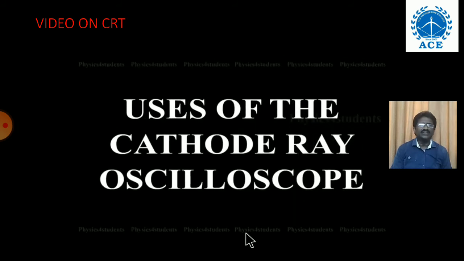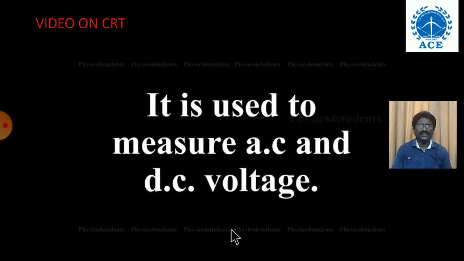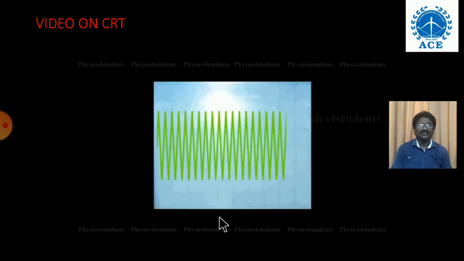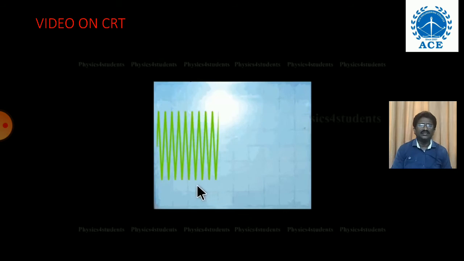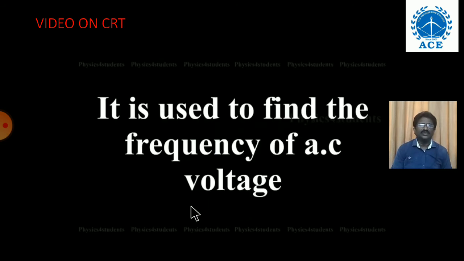So, uses of the cathode ray oscilloscope. It is used to measure AC and DC voltages. It is used to study the waveforms of AC voltages. Actually, this is the sine wave, used to represent AC voltage. It is used to find the frequency of AC voltage.